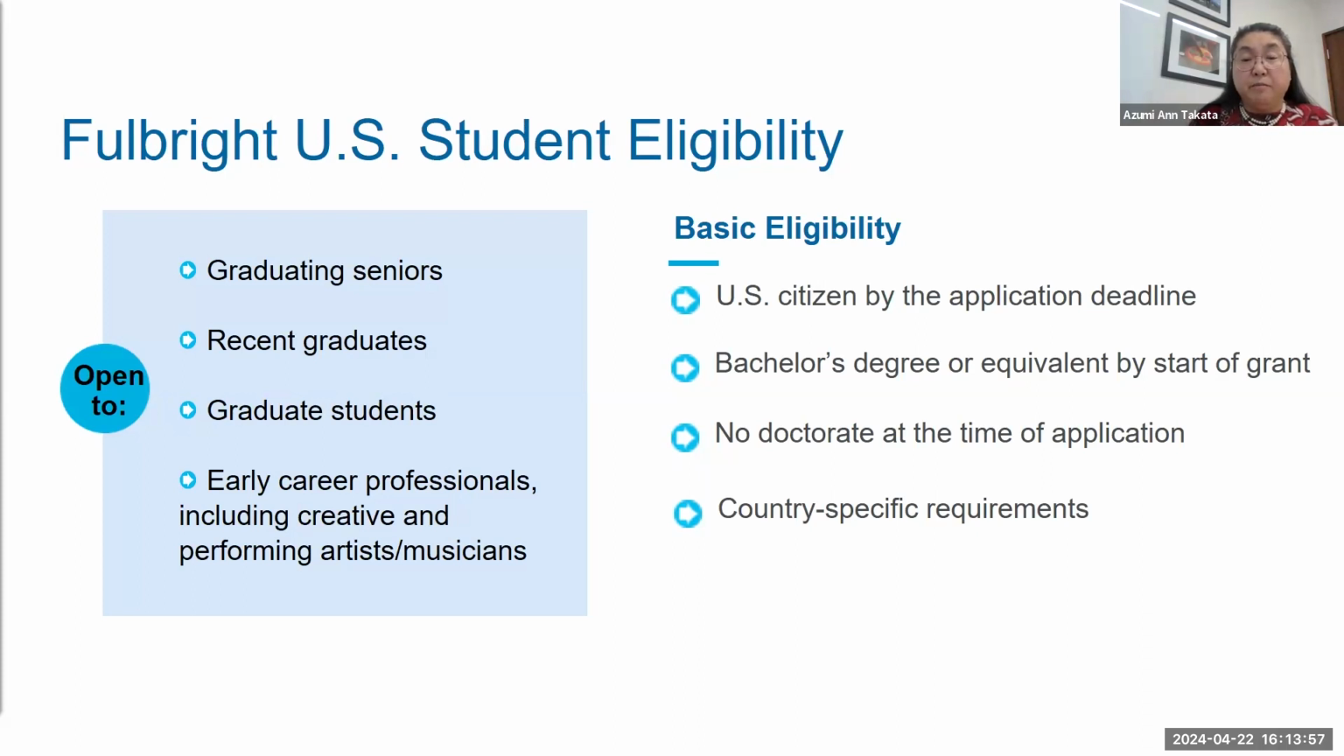Also, no doctorate at the time of the application. That's the other end of this. This is a U.S. student program, and so the understanding is that you're still a student or relatively early in your career. If you have a doctorate in hand by the time of the application, then you should be applying under a different program. In addition to these basic eligibility requirements, there are some country-specific eligibility requirements, and all of those are explained on the National Fulbright website under each individual country and award. And so you should make sure that you check on those before you select your award and start applying.